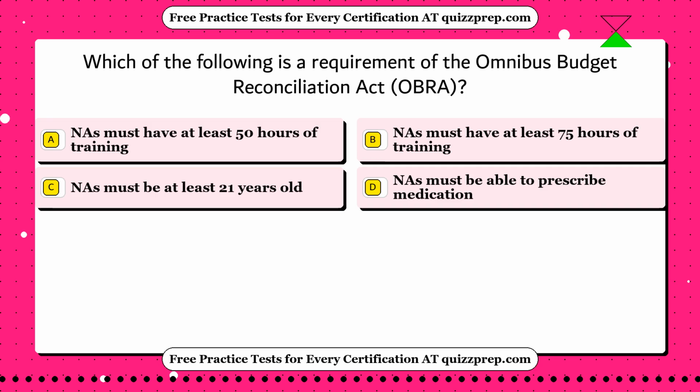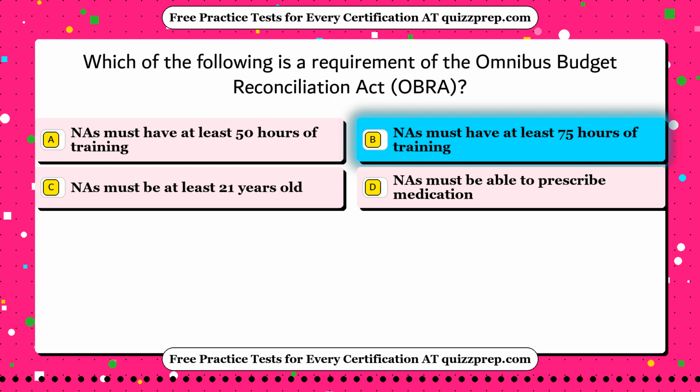Question 85. Which of the following is a requirement of the Omnibus Budget Reconciliation Act, OBRA? Option A. NAs must have at least 50 hours of training. Option B. NAs must have at least 75 hours of training. Option C. NAs must be at least 21 years old. Option D. NAs must be able to prescribe medication.